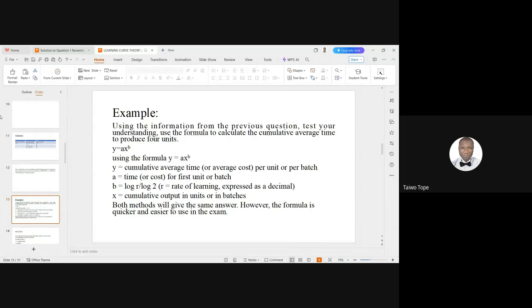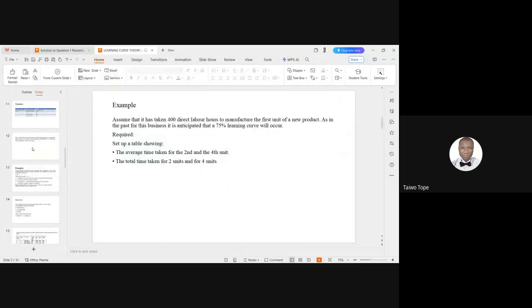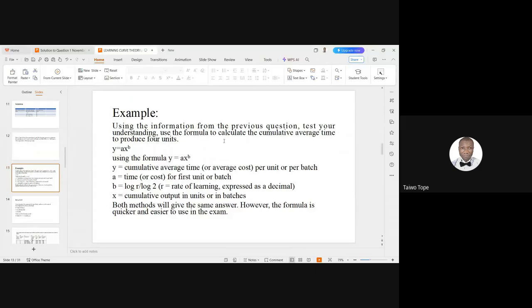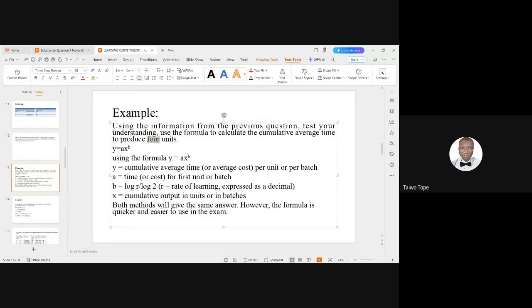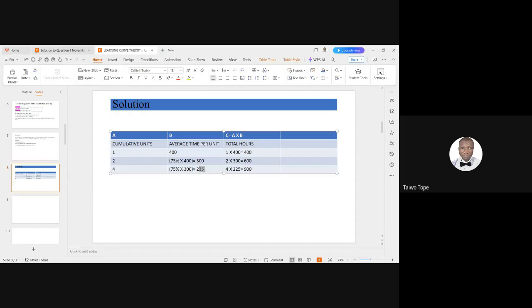So we're now going to go back to our question up there. Because we want to see if we can arrive at 225 using that formula. Because the question is asking us to use the formula to calculate the cumulative average time to produce 4 units. So let's now see if using the formula we can arrive at this 225.